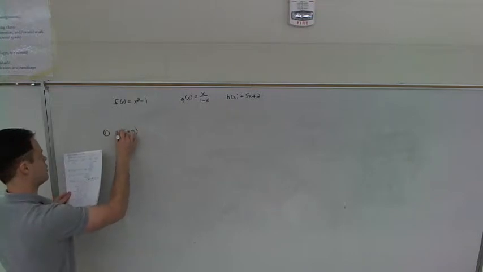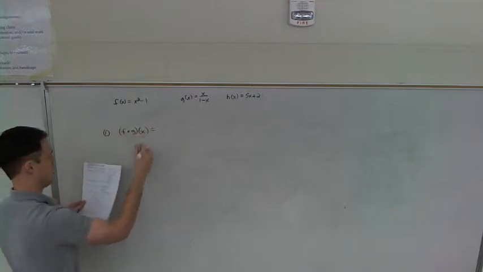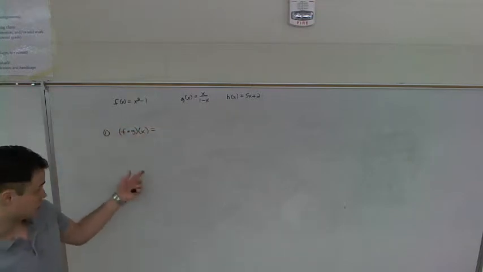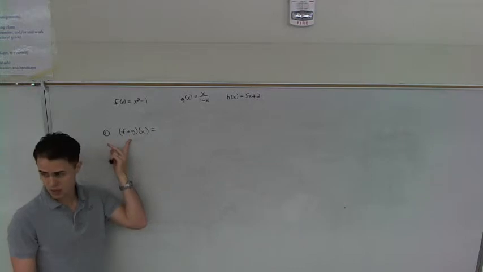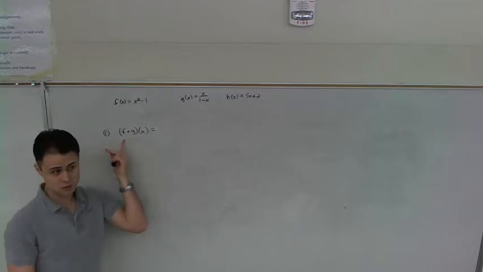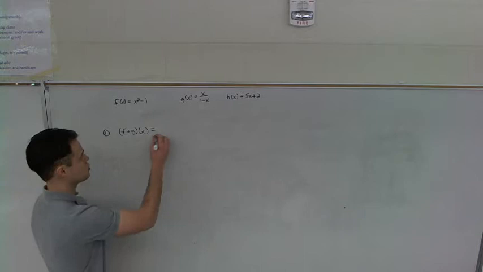So I want us to find f composed g of x. There's different ways I can say this. I can say f of g of x. I can say f composed g of x. I can say the composite function f of g of x. Okay, it's all the same thing. So what should I do first?